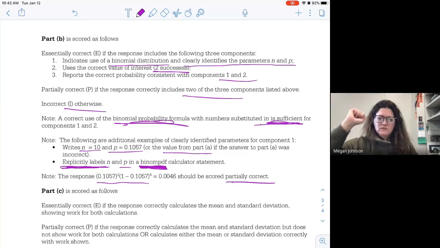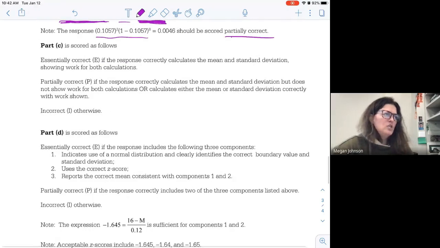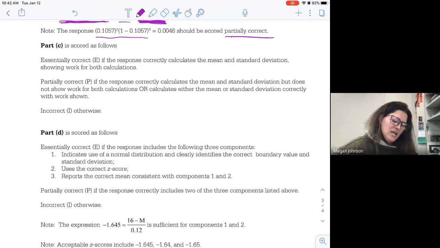Okay. Let's score C. So we'll go down to part C. Part C was the one where you're combining the box and the 6 bags. It says essentially correct if the response correctly calculates the mean and the standard deviation, showing work for both calculations.